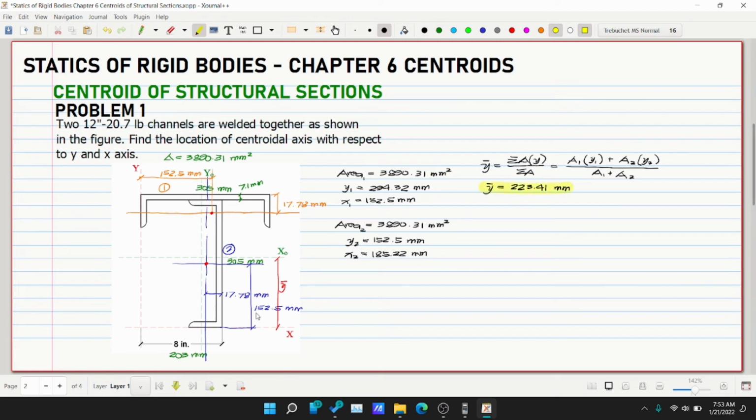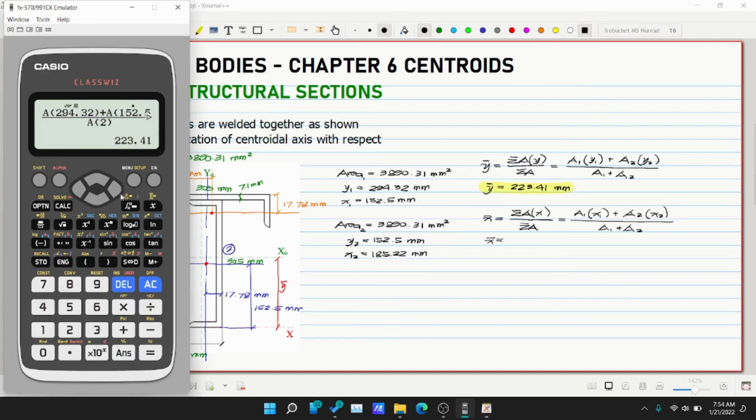So, check natin. Ang y-bar natin is mas mataas dito sa 152.5, centroids ng section 2. So, tama lang yan. Next, solve naman natin yung x-bar natin. X-bar is equivalent to summation of all area multiplied by their respective centroids or x-bar over summation of area. And that is equivalent to area 1 multiplied by x1 plus area 2 multiplied by x2 over area 1 plus area 2.